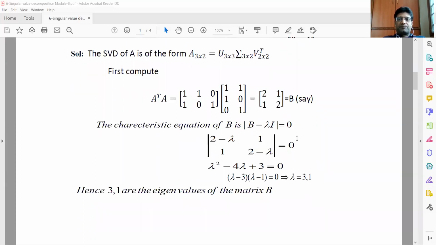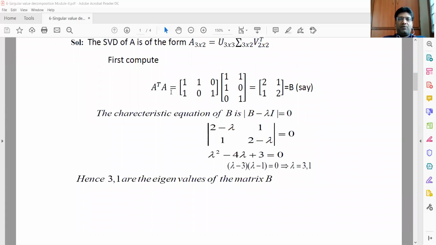So first I require the eigenvalues of this matrix. So the characteristic equation we are writing here, which is det of B minus lambda I equals 0. So from this, 2 minus lambda, 1, 1, 2 minus lambda equals 0. If you expand this determinant, we will get lambda is 3, 1. So always write the eigenvalues in the descending order. So here 3 and 1 are the eigenvalues.